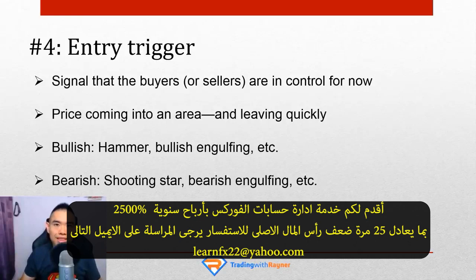If you are familiar with candlestick patterns, this could be things like the hammer and the bullish engulfing pattern, and for bearish ones, it would be the shooting star, bearish engulfing pattern, etc. But the key thing is that you want to see the price come into your area of value and then leave quickly. The faster it leaves, the better. I don't think we need examples for this. This one is pretty much straightforward.